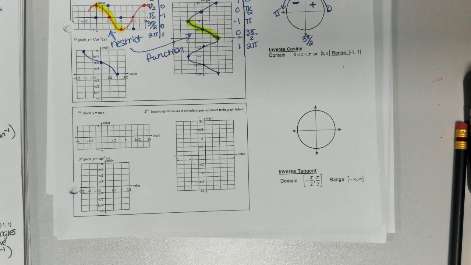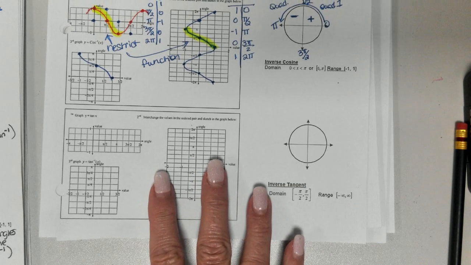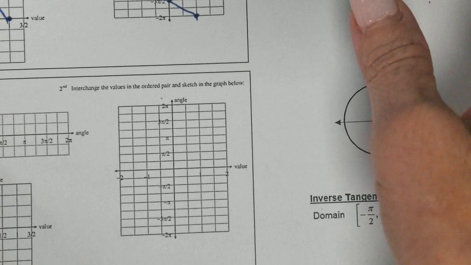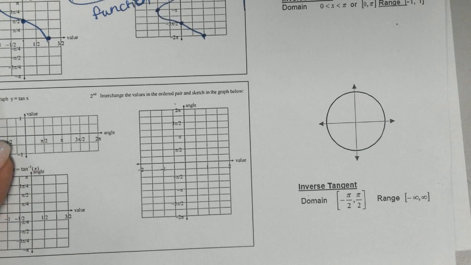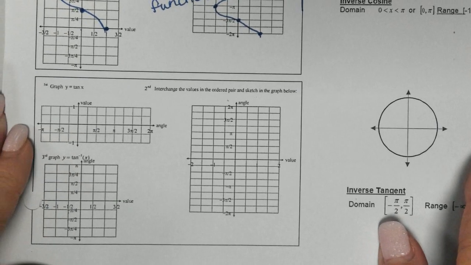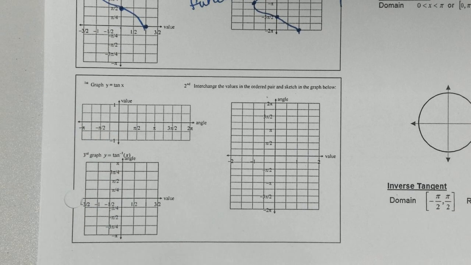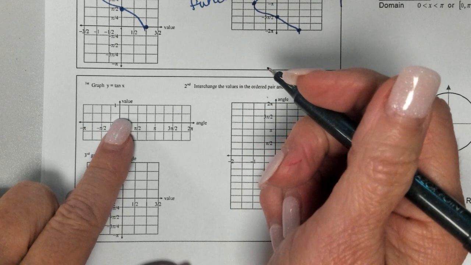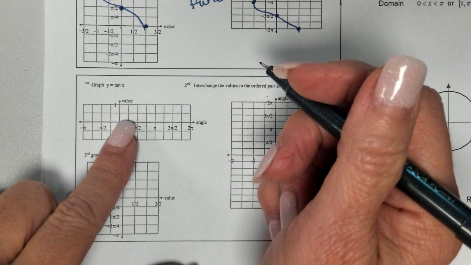Okay, so for tangents, I'm going to go through a little bit more quickly, simply because it's kind of the same thing that we did with sine and cosine. We're just repeating the whole process. Now, with our tangent ratio, I want you to give me the table, the 5 key points for graphing tangent.